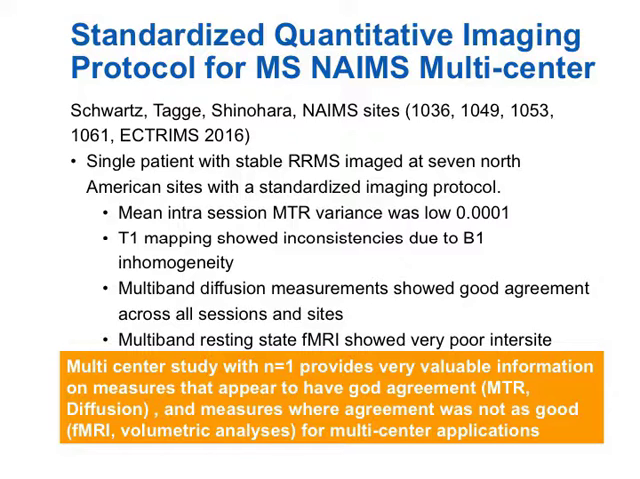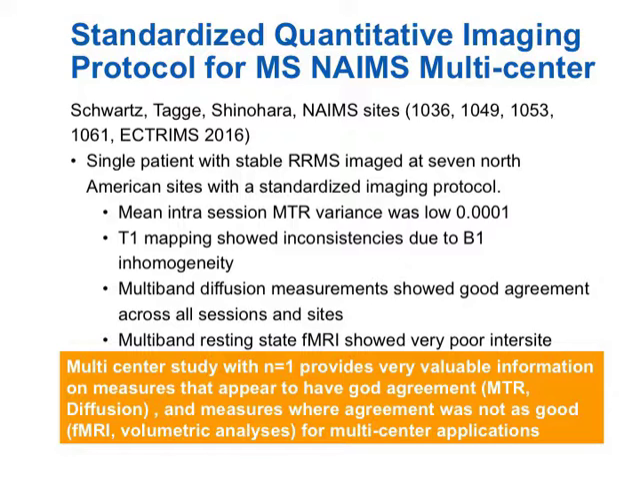I thought these groups of abstracts were interesting because basically what they were trying to do was look at a standardized quantitative imaging protocol for the different MS NAIMS sites. This was presented as several different abstracts, posters 1036, 1049, 1053, 1061, all at the ECTRIMS 2016 meeting. Essentially what they did is they took a single patient who had stable relapsing remitting MS and imaged them at 7 North American sites with a standardized imaging protocol. There were 2 sessions at each site, and then the subject traveled to the different sites. And they looked at several different outcomes.